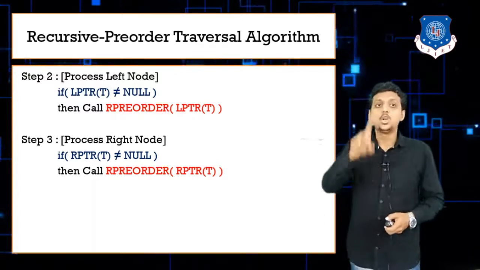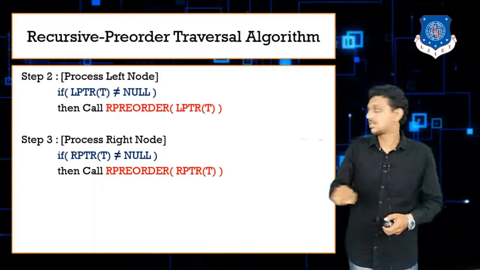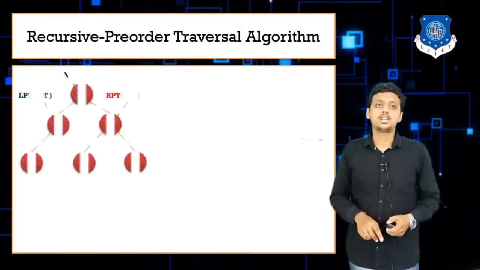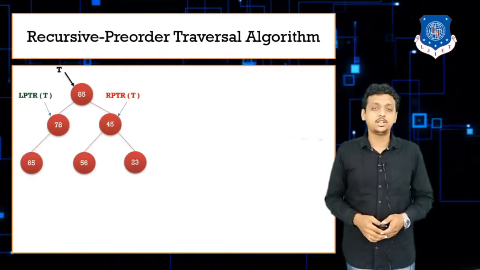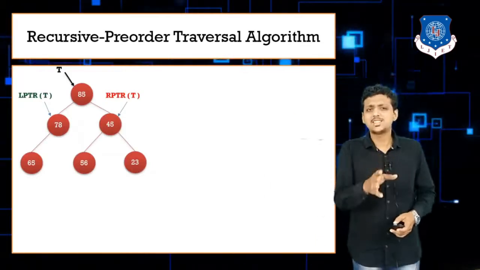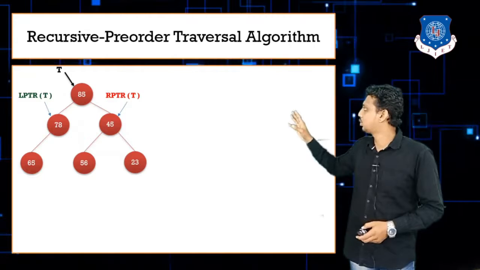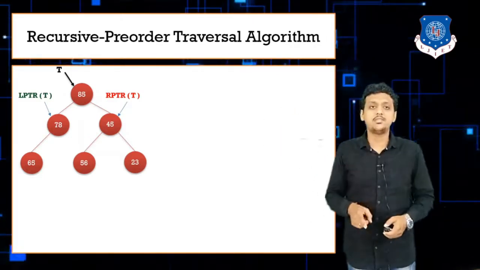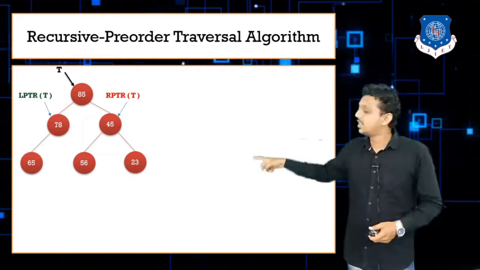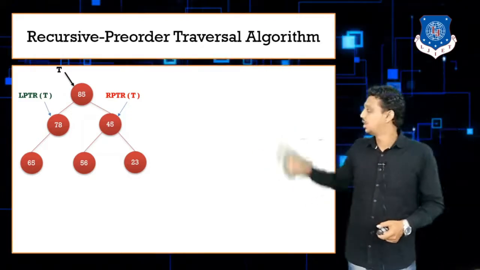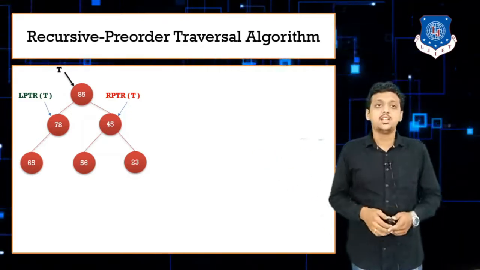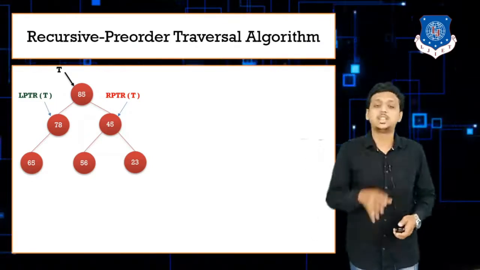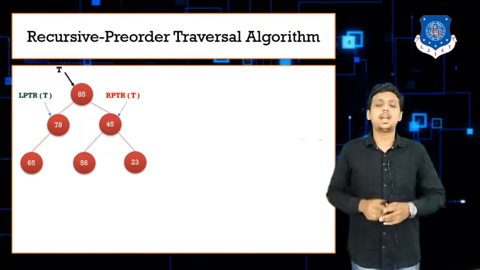Today I'm going to show you how the recursive algorithm works for pre-order traversal. So here it is. This is my tree, the same example as the previous one. 85 is our root node, then 78 is the left of 85, 45 is on the right of 85, then on the left side of 78 we have 65. On the left of 45 we have 56, and on the right of 45 we have 23. So this is our binary tree.